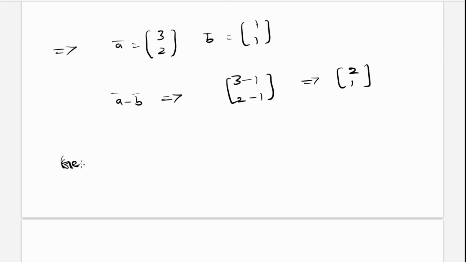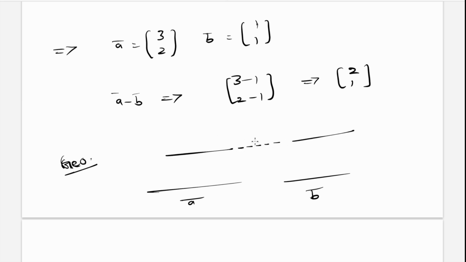So in a geometric sense, if there is a vector a and a vector b, then a minus b subtracts some amount from a. If we are taking something from a, this is that something, which is 2 comma 1 in that example.